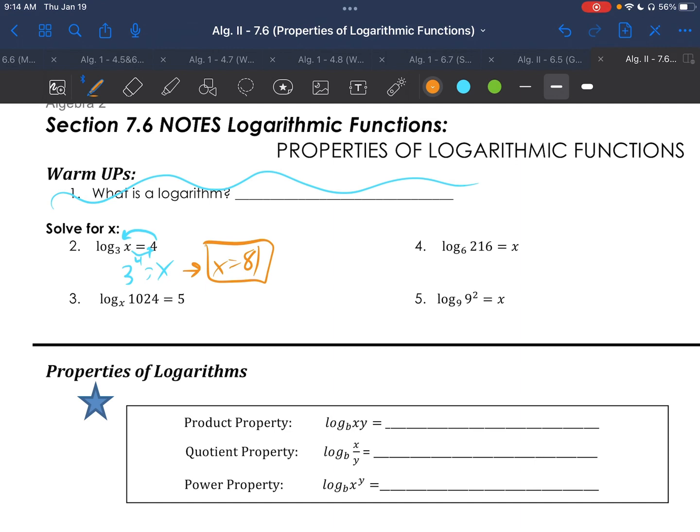And I would encourage you to try your next few on your own. On 3, we're saying x to the 5th power is 1024. Well, some guessing and checking can tell us that x would have to be 4 for that to work, because 4 to the 5th power would be 1024. And you could find that, not just by guessing and checking, I should say, but by taking the 5th root.